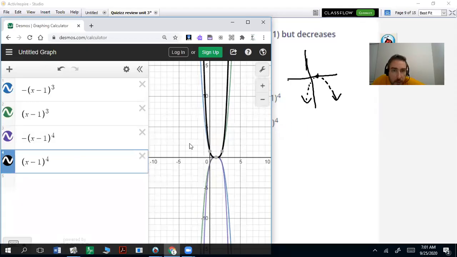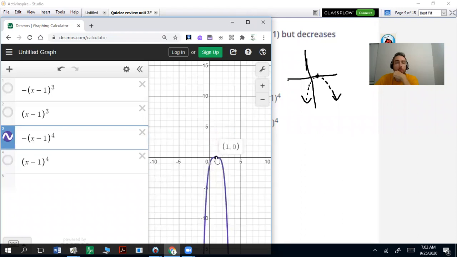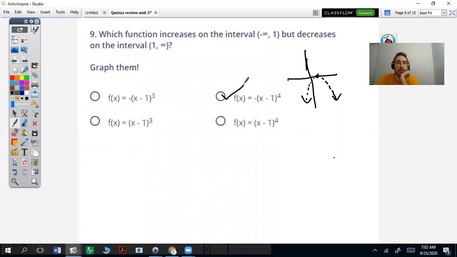All right, in this graph here I'm going to turn these all off and just look at one at a time. This one's decreasing through the entire thing. This one's increasing through the entire thing. This one down here starts off decreasing, then starts increasing. So it's going to be the one with the negative out front. Remember, the negative reflects it. So it's increasing and then decreasing. And of course, that point is 1, where it stops and turns around. So it is going to be this one.